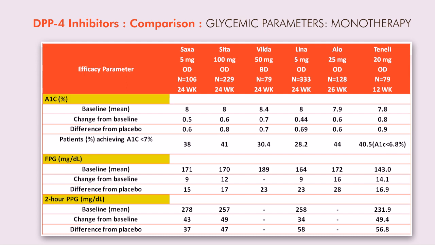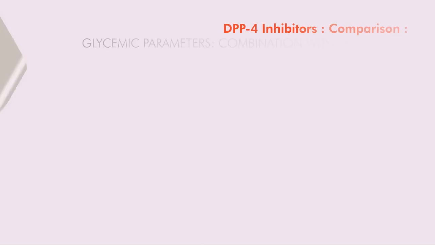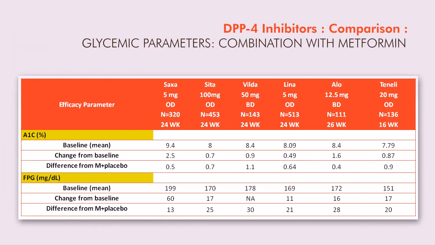Similarly, if you go into details of FPG and PPG results for all the gliptins, they are quite comparable. Similarly, we have compiled the efficacy data of all the gliptins when combined with metformin. Here also the A1C was around 8.5%, and the difference from placebo, the maximum was with Vilda, almost 1.1%, and with Teneli it was 0.9%. So here also the molecule is performing as good as other gliptins when combined with metformin.